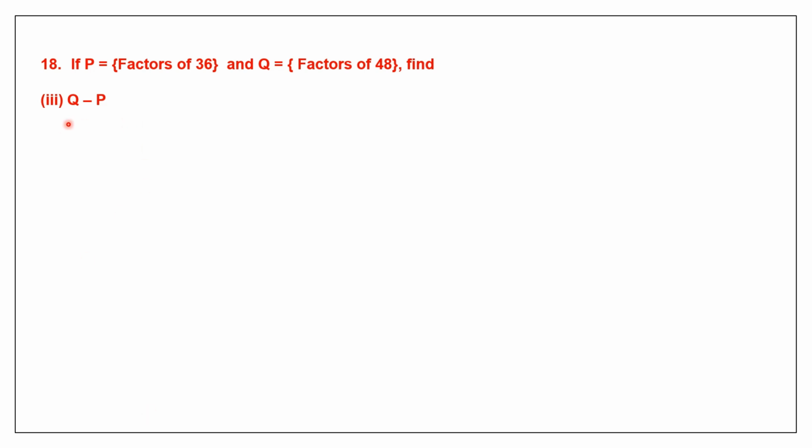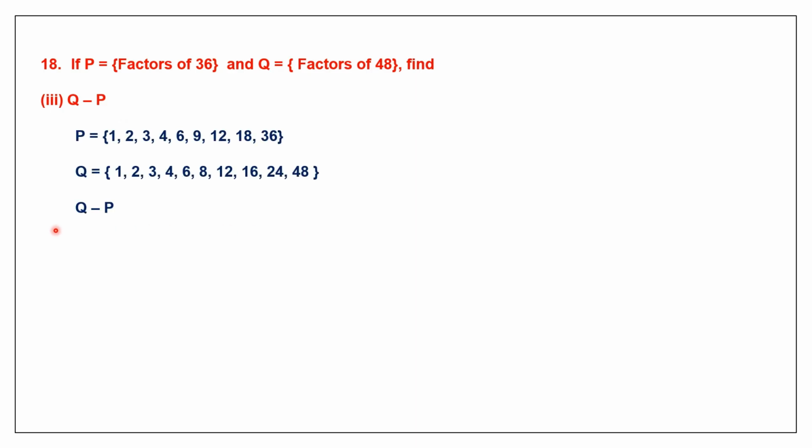The third question here is we should find the difference between Q and P, Q minus P. So let's write all the elements of P, all the elements of Q. Now to find the difference between Q and P, you write all the elements in Q which are not in P. So first let's write what is there in P. So 1 is there, 2 is there, 3, 4, 6 is also there. Now 8 is not there in P. So 8 is one element, 12 is there, 16 is not there, 24 is not there and 48 is not there.